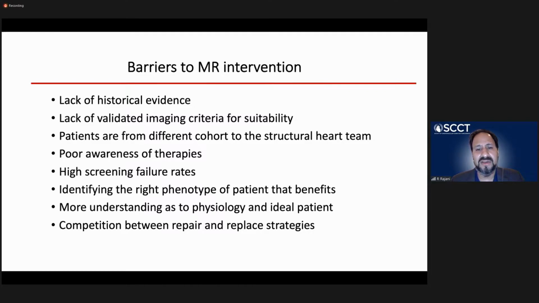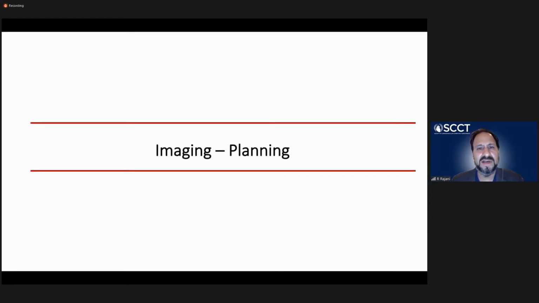and the ideal patient. There is currently quite a large competition between mitral valve repair, such as with edge-to-edge repair techniques or direct or indirect annuloplasty techniques versus complete transcatheter mitral valve replacement strategies.